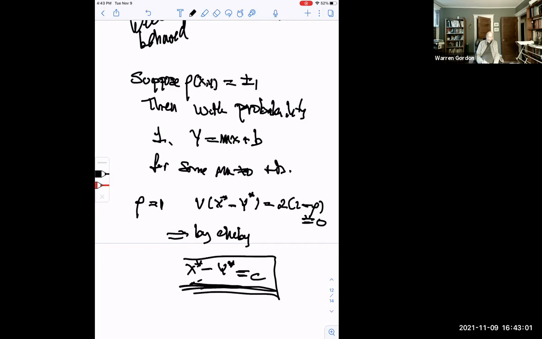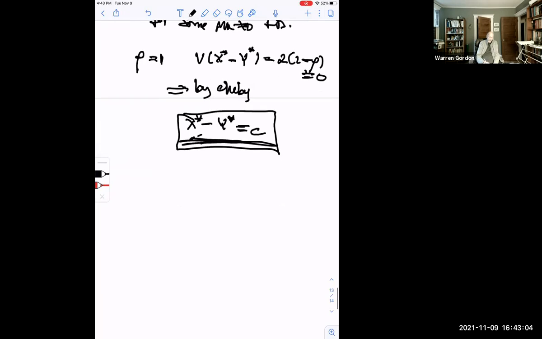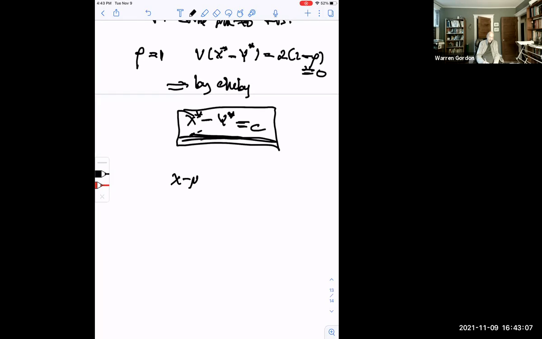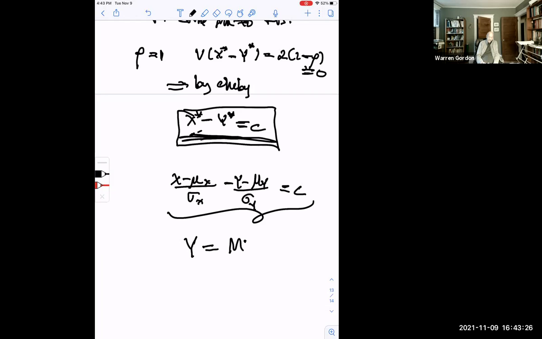And now if we solve for, remember what X star was. X minus mu sub X over sigma sub X minus Y minus mu sub Y over sigma sub Y, all this equals C. This enables us to solve for Y as some function of X, whatever m turns out to be, plus some number B. Now that's pretty cool.